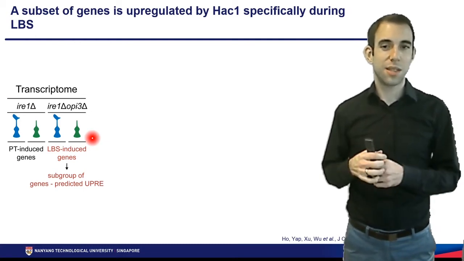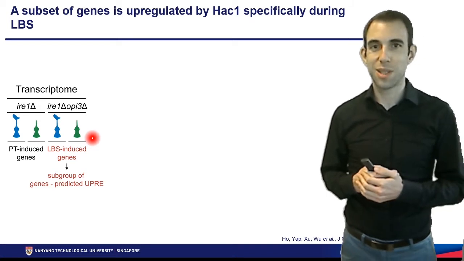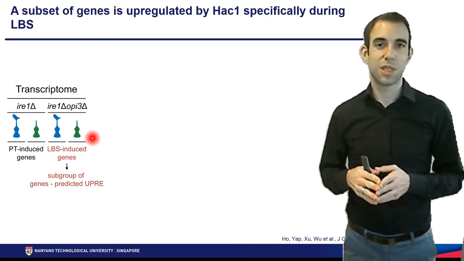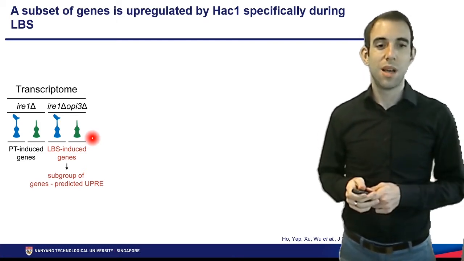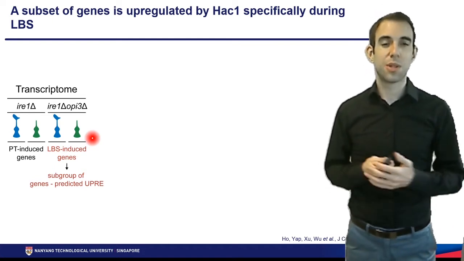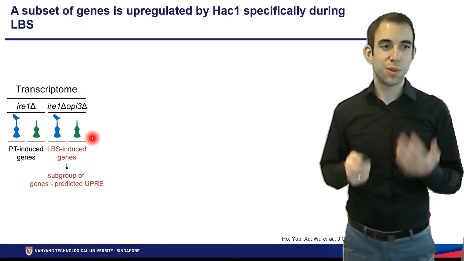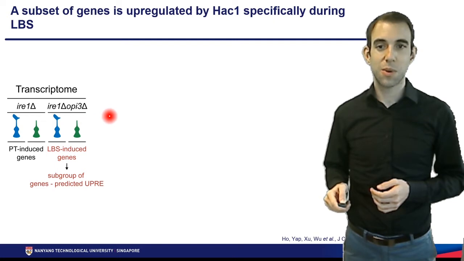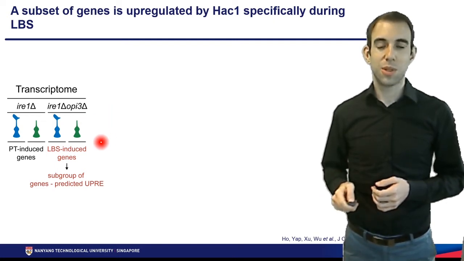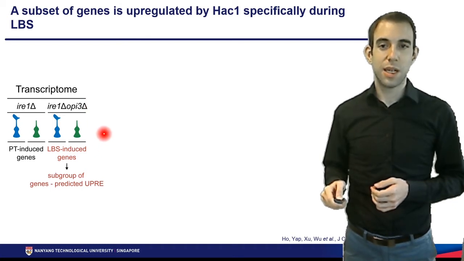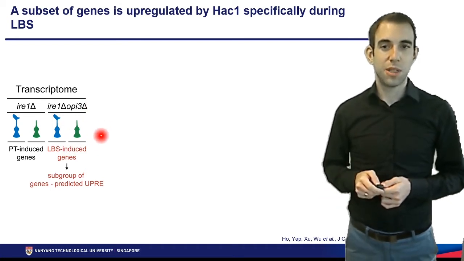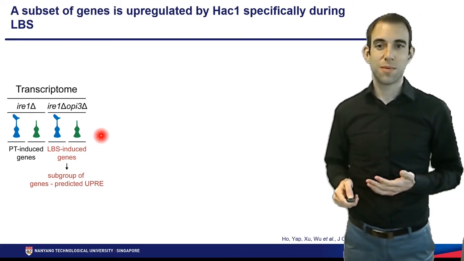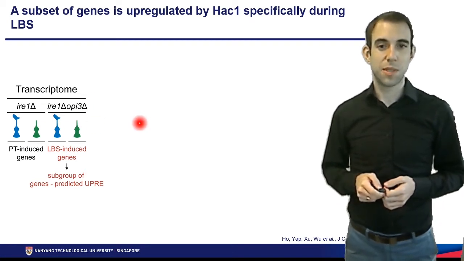But then, of course, you can think that when you reduce the PC level in the cell, it will affect a lot of other things than just the UPR. We can have transport affected, other organelles, because PC is a very important phospholipid. So ideally, what you would want is a knockout of Ire1, using the double knockout here without Ire1. And then you could exclude those that are upregulated independently of Ire1. But the problem is Ire1 is actually essential in OPI3 knockout cells. So you need the UPR when OPI3 is absent. So we could not do that.